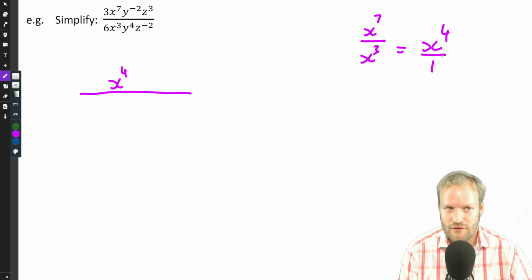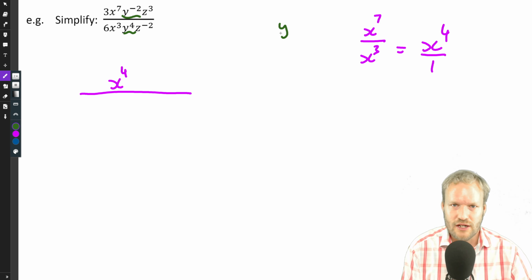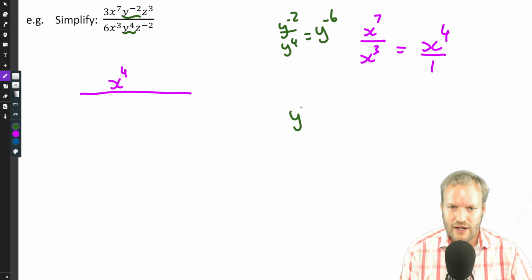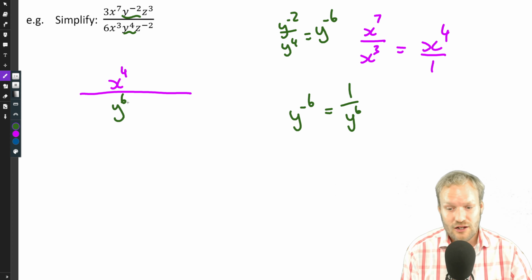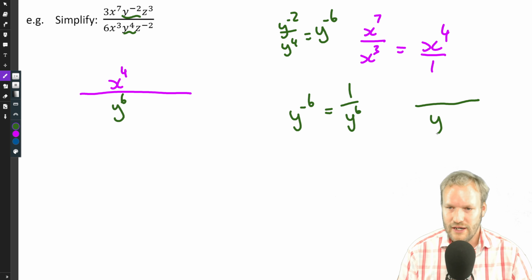And let's do our values of y, and let's just stick to our exponent laws here. Y to the minus 2 over y to the 4, well, just subtract. Minus 2 minus 4 is y to the minus 6. And another way of writing y to the minus 6 is just 1 over y to the 6. In other words, it's almost like there are more y's on the denominator, on the bottom, so that's y to the 6.